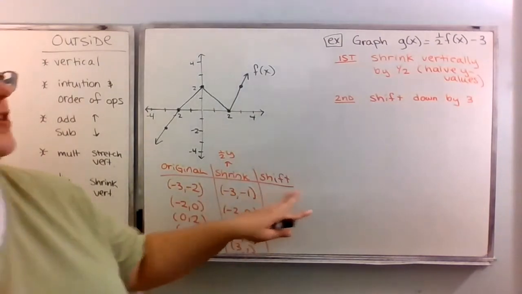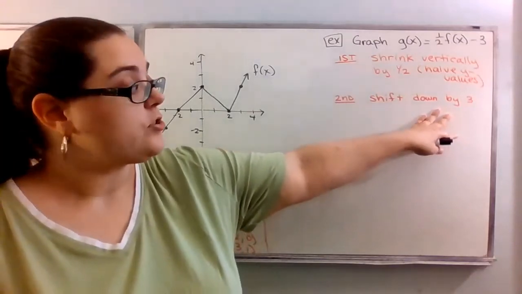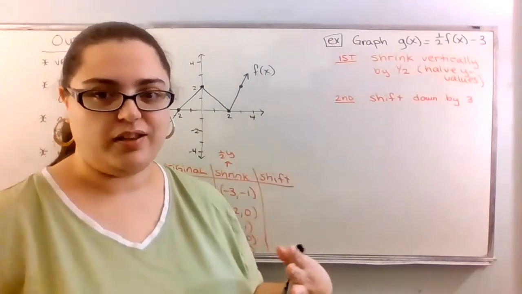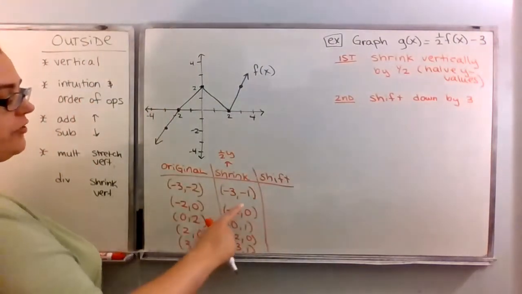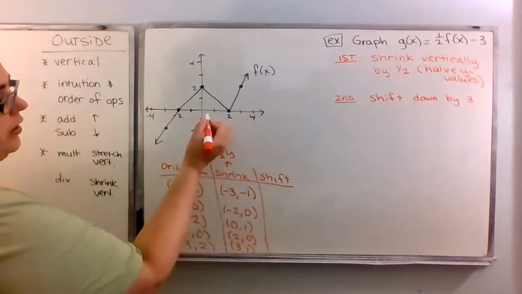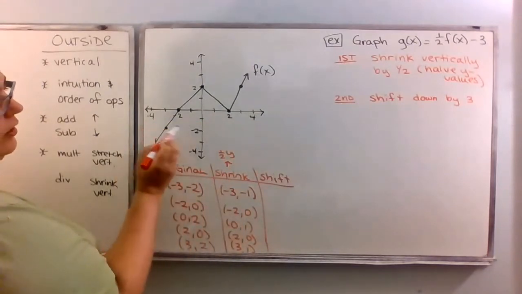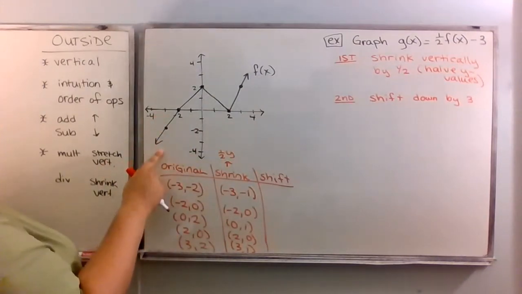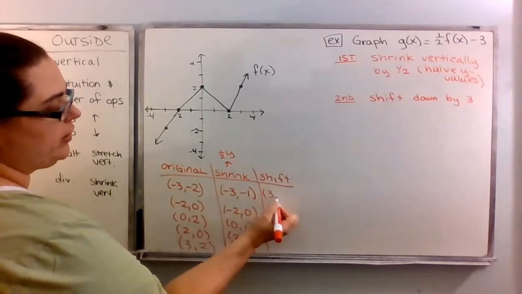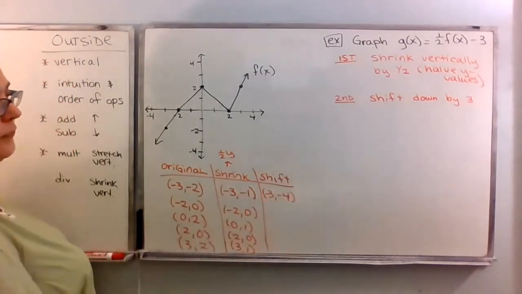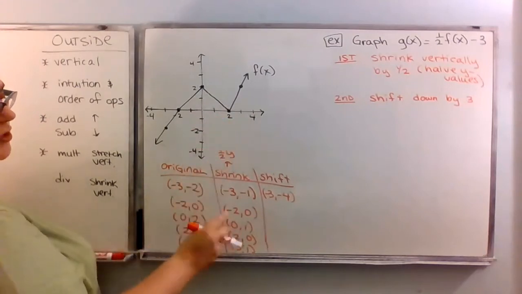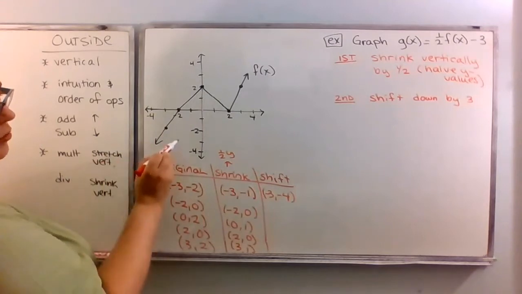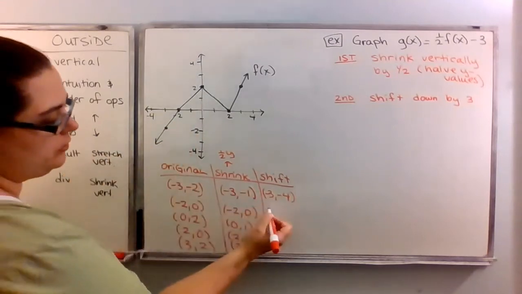Now we're going to shift down by 3. This is where the visualization works a little bit better for me instead of thinking of the arithmetical change. If I have the point -3, -1, and I shift it down by 3, that's going to bring me down 1, 2, 3. That's going to bring me down to -4. So this point will now be -3, -4. If I have the point -2, 0, and I shift that down 3, 1, 2, 3, we're now at -2, -3.